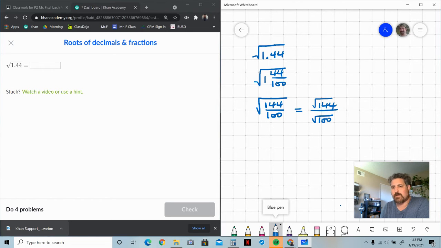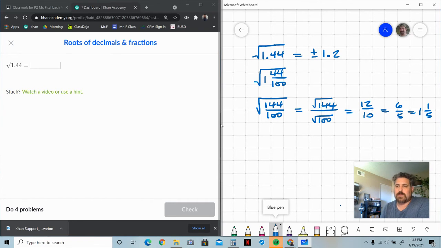Whenever you have the root of a fraction, you can take the root of the top and the root of the bottom. That's the rule. And so in this case, it's going to be 12 over 10, which is equal to 6 over 5, or 1 and 1/5, which is 1.2. So the square root of 1.44 is going to be plus or minus, because the square root is positive or negative, 1.2.